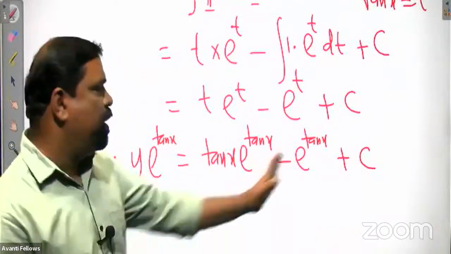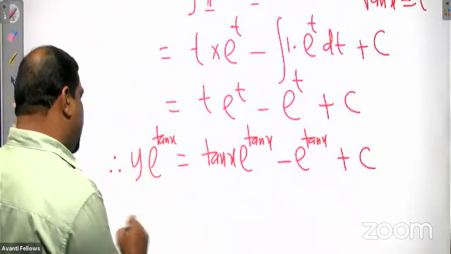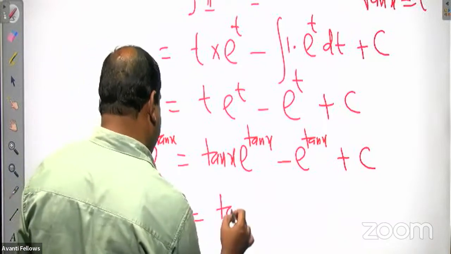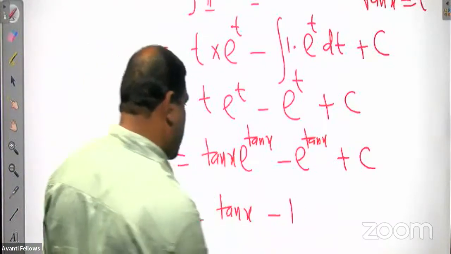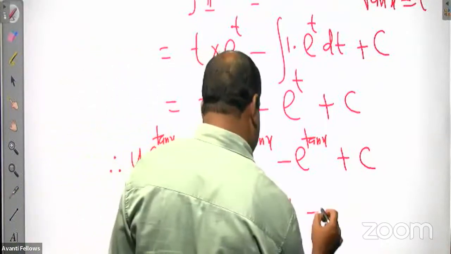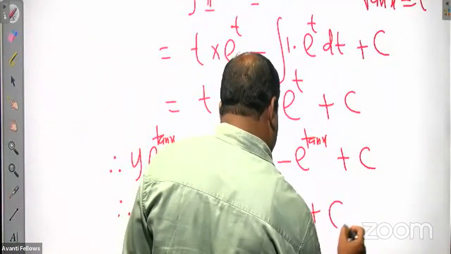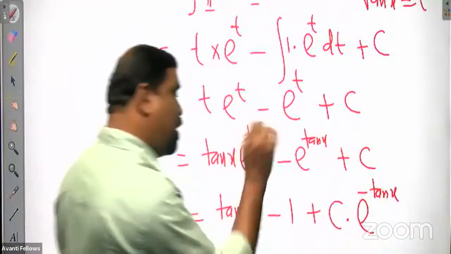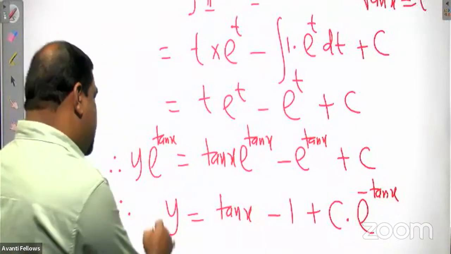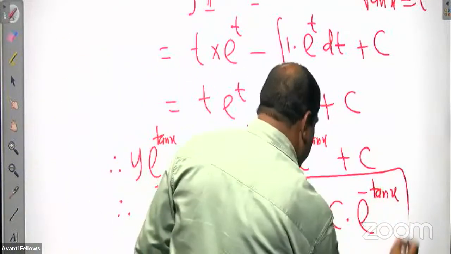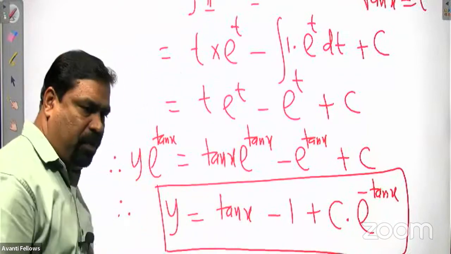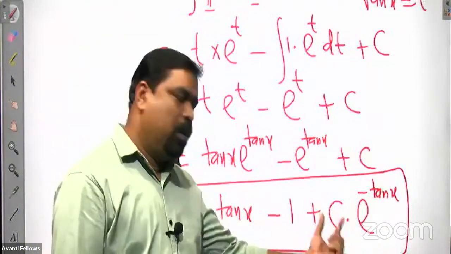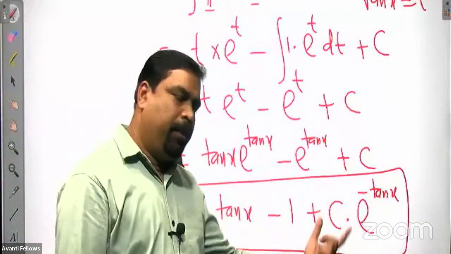If you want, we can divide by e raised to tan x, since it is there almost everywhere. So we can write y is equal to tan x minus 1, dividing by e raised to tan x, plus c by e raised to tan x, that is, c into e raised to minus tan x. We can write like that. So this is the general solution of the given differential equation. General solution means that it always contains an arbitrary constant.